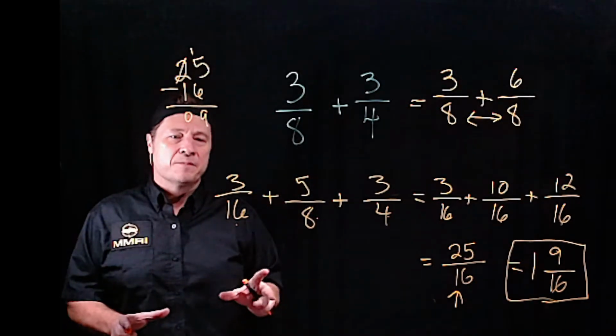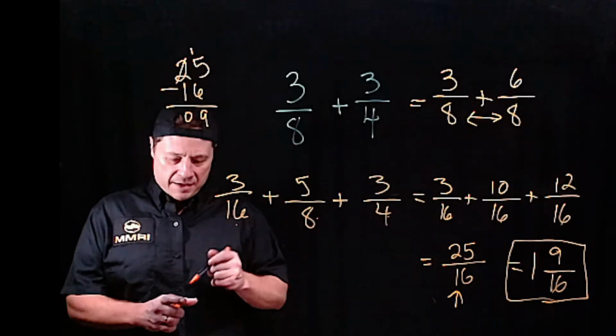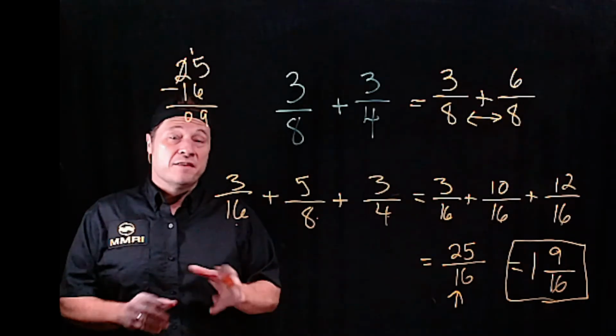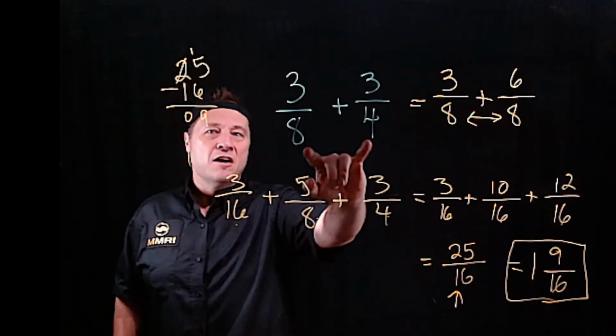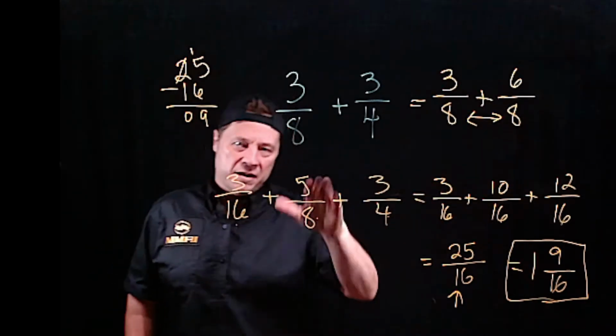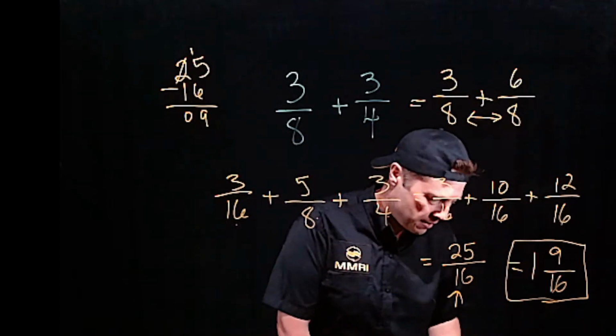So pretty easy. For a quick review, that's pretty easy for adding fractions, and this goes for any fraction. All you have to do is find the common denominator and find the lowest one. That makes the most sense.